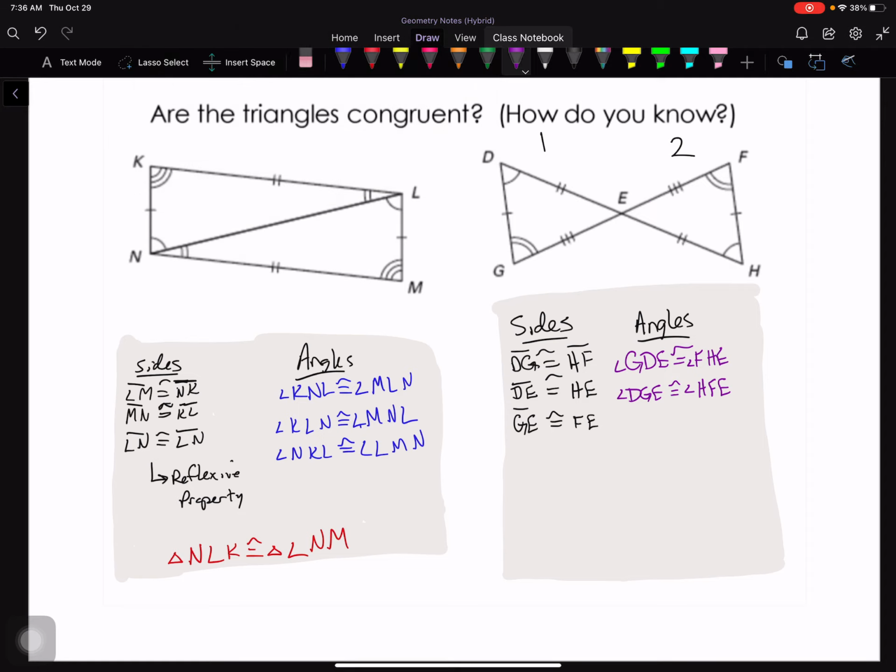So last but not least, I'm going to start from one arc, DEG is congruent to angle. Start with one arc again, HFE. Oh no, I went the wrong way. HEF.